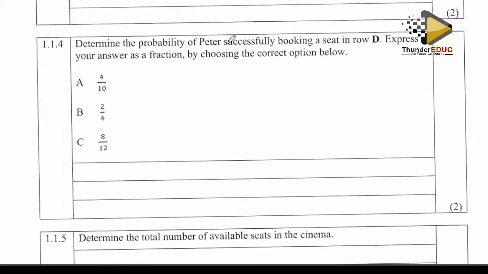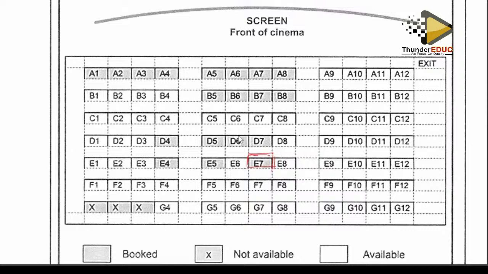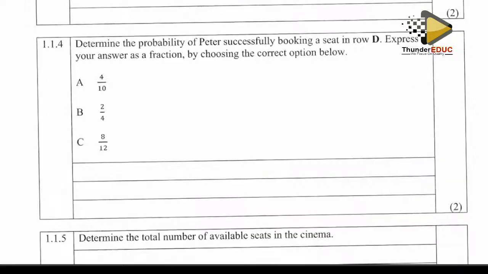Okay, here we go. Determine the probability of Peter successfully booking a seat in row D. Express your answer as a fraction by choosing the correct option below. In row D, places that are taken, we have 1, 2, 3, 4. 4 out of 12. Whatever is remaining is 8 out of 12, and I believe the answer there will be C, 8 out of 12. Because 4 seats are taken in that row, what's remaining is 8 out of 12.